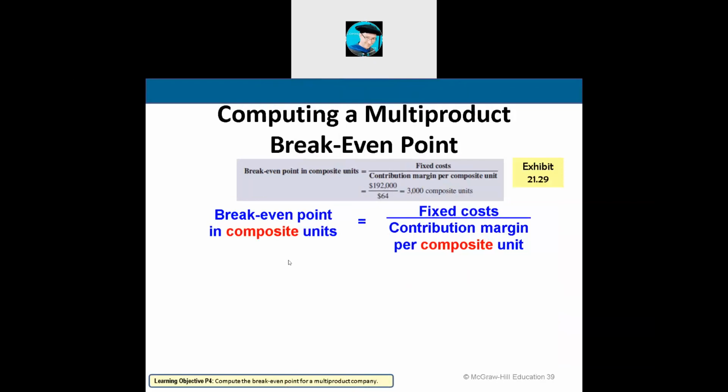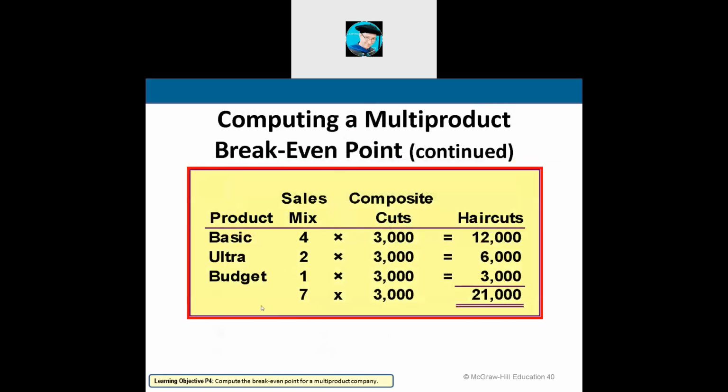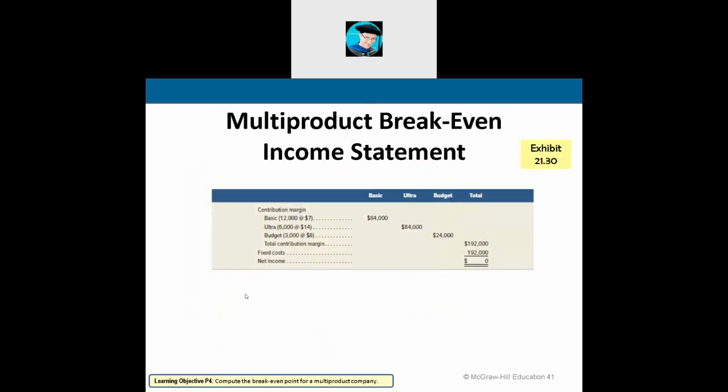Remember, a composite unit basically puts all the different products that the company sells together. It's composite, right? To find the break even in terms of units, fixed cost divided by contribution margin per composite unit. Yeah, it's the same formula. It's just using the composite units instead of individual units. And you do the same things for sales dollars. It works the same way. The formulas are all the same.